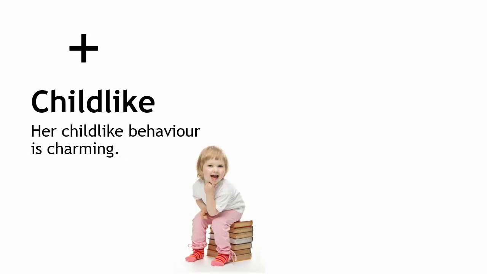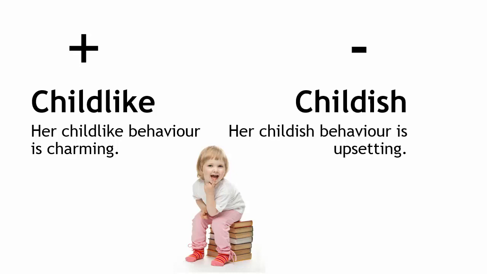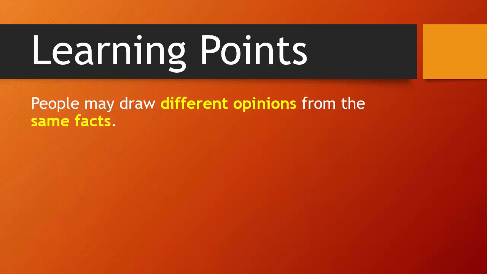If you say someone is childlike, her childlike behavior is so charming. Childlike, something positive. On the other hand, you have childish. Her childish behavior is upsetting. So, well, when you say childish it is negative, childlike is positive. What do we actually learn from this? That people draw different opinions from the same facts.